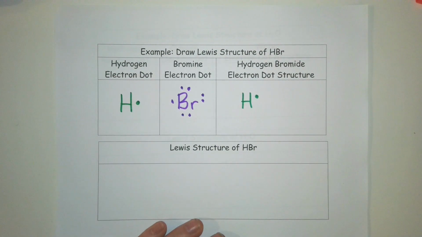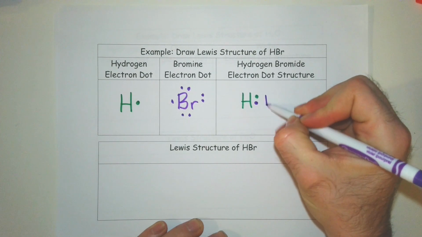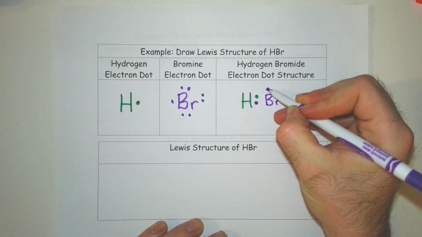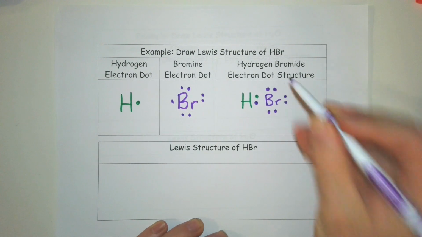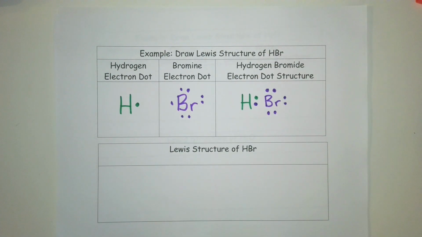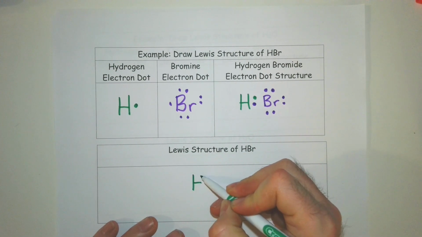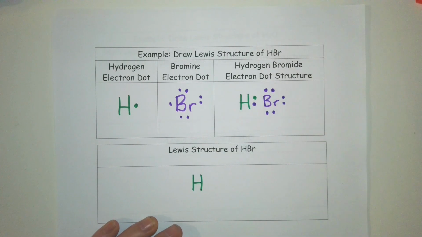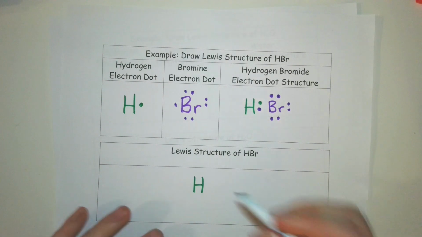So I'm going to draw my electron dot structure here. And I'm just going to have the 2 atoms side by side with that shared electron between them. Now the Lewis structure, so now I'm going to draw it. And I'm going to represent those shared electrons as a dash.